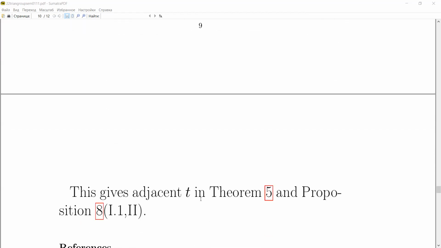So we get adjacent t-structures in Theorem 5. The t-truncations of compact objects will be compact in the first part of Proposition 8, and you obtain adjacent t-structures in the second part of Proposition 8. And this is basically all that I wanted to say today. Thank you very much, and please ask questions.